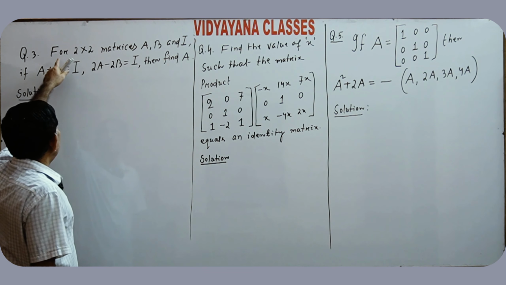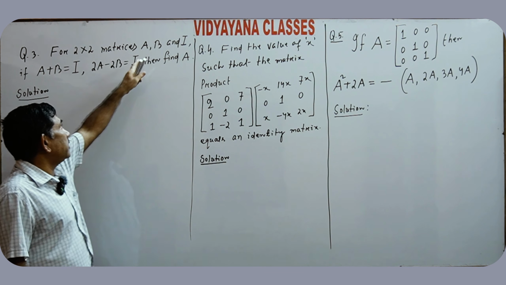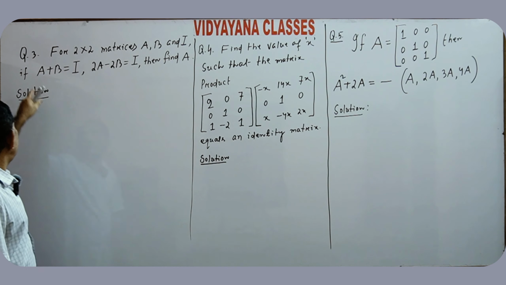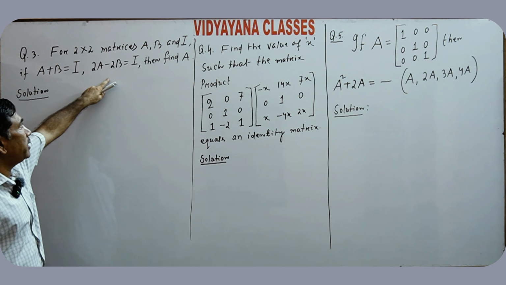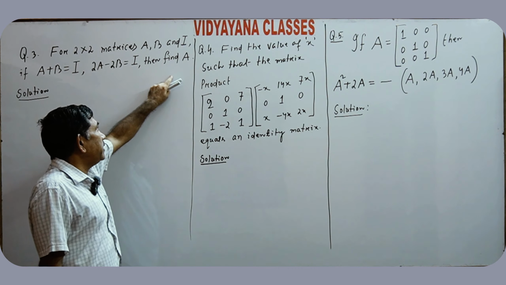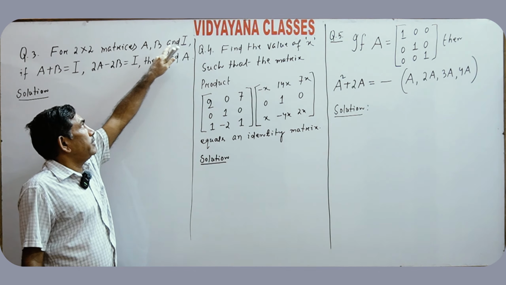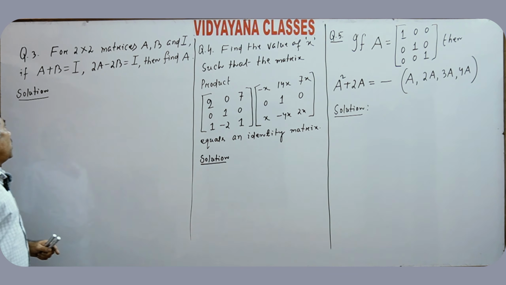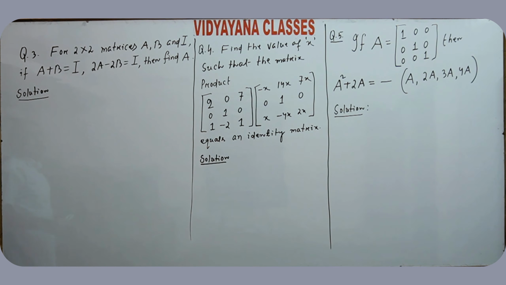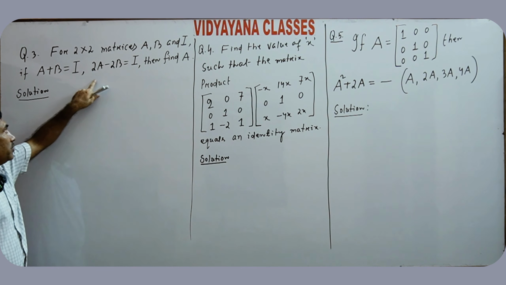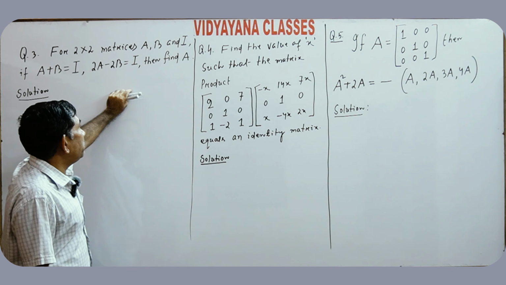Question number 3. For 2 cross 2 matrices A, B and I, if A plus B is equal to I, 2A minus 2B is equal to I, then find A. Given A, B and I all are 2 cross 2 matrices. That means the order of A, B and I is 2.